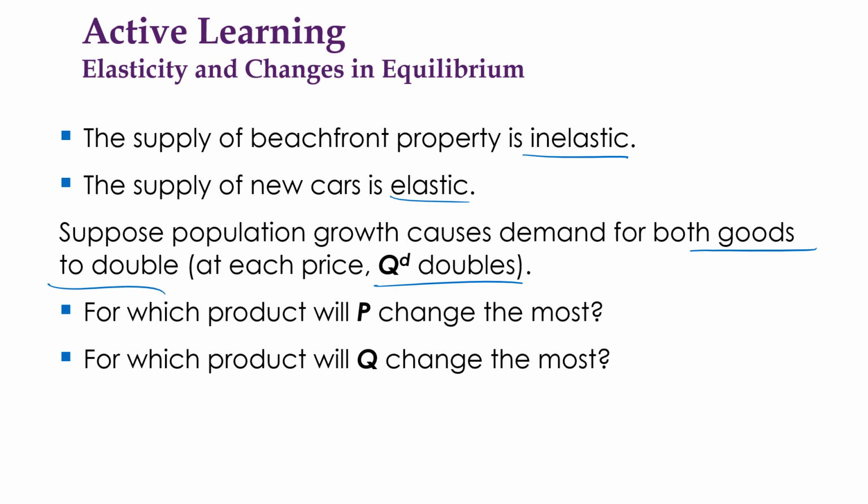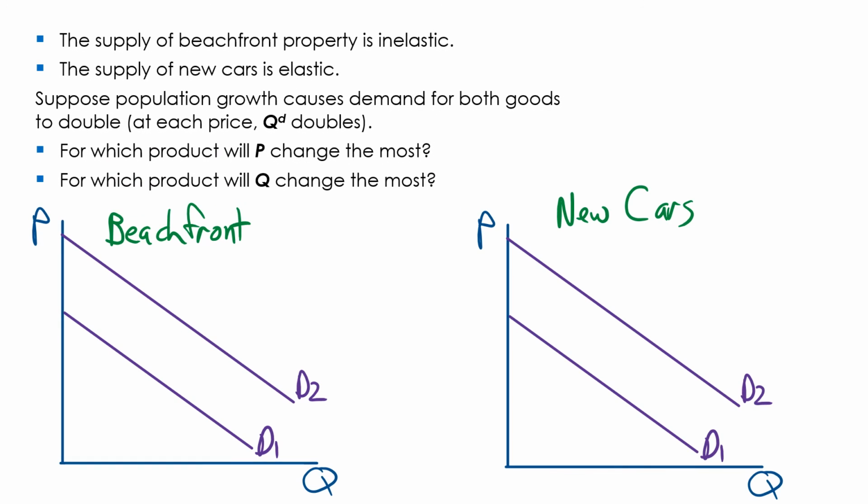Okay, so let's examine this more carefully. For which product will the price change the most? For which product will the quantity change the most? So here we have beachfront property. Now our demand curves are exactly the same. And for beachfront property, we're going to show an inelastic supply curve. That's pretty steep. And so let's see what happens then.